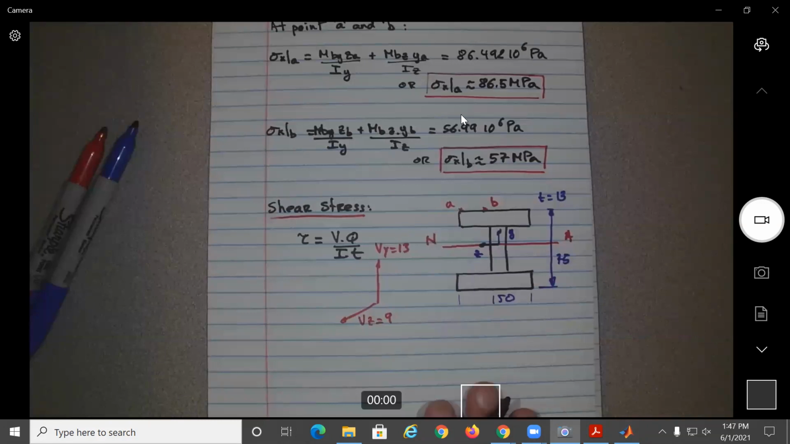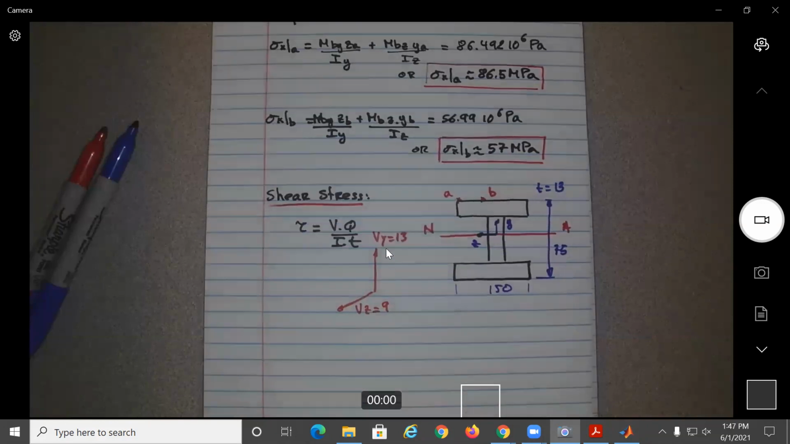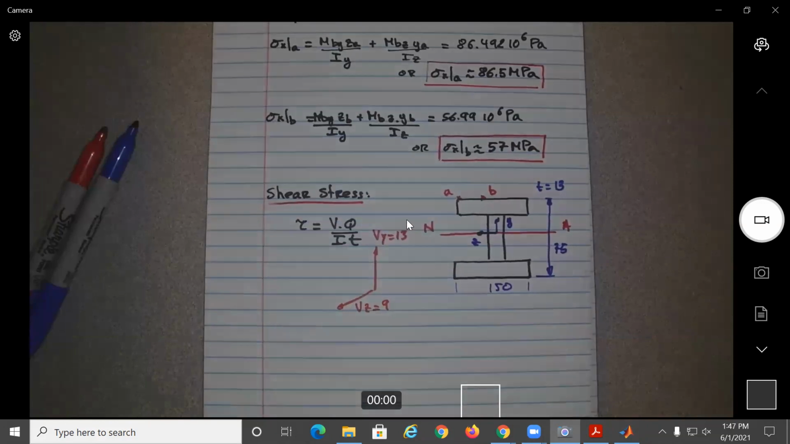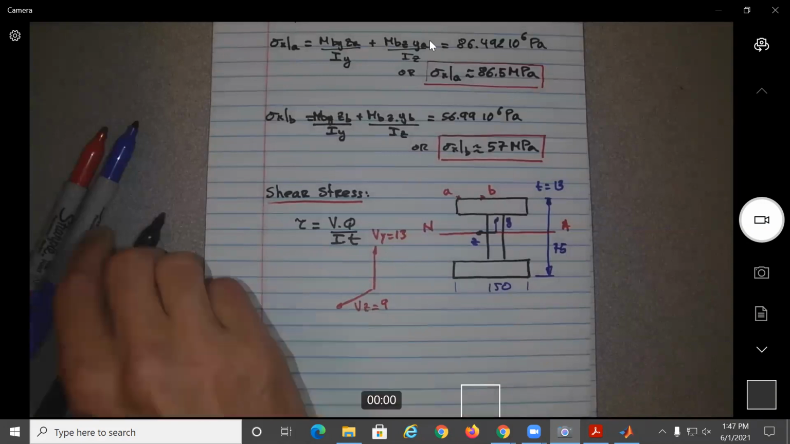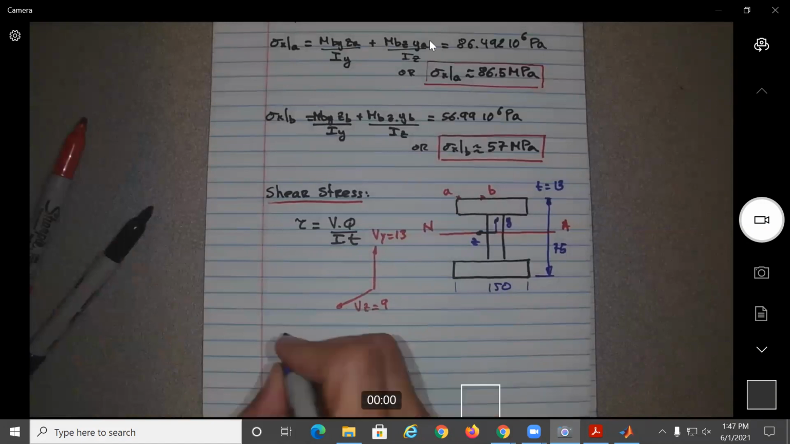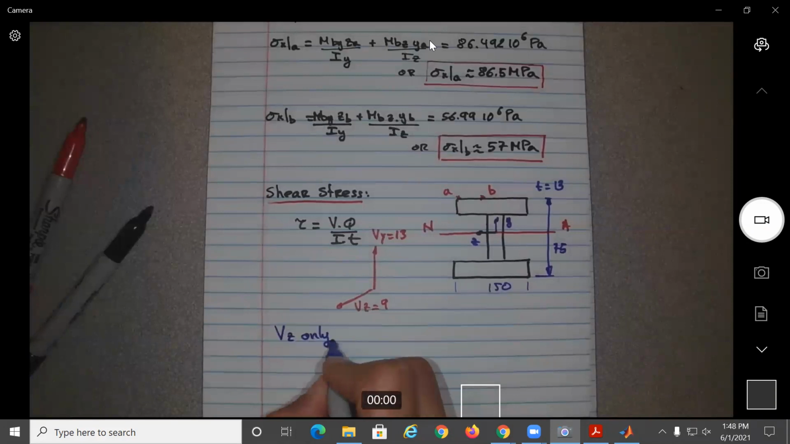All right, so over here now, obviously, we're not going to do both forces at the same time. So let's concentrate on one at a time. So which one do you want to do first, the Vy or the Vz? Vy, Vz, doesn't matter. Okay, so let's start maybe with the Vz, which is the most difficult. So first, Vz only.